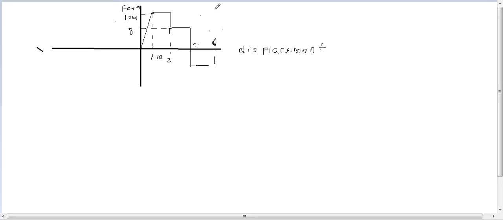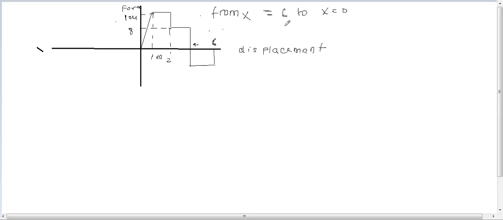When the object is displaced from x is equal to 6 to x is equal to 0. Okay, we have to find work done in this process when the initial position of the object is 6 and the final position is 0. Okay guys, now listen.